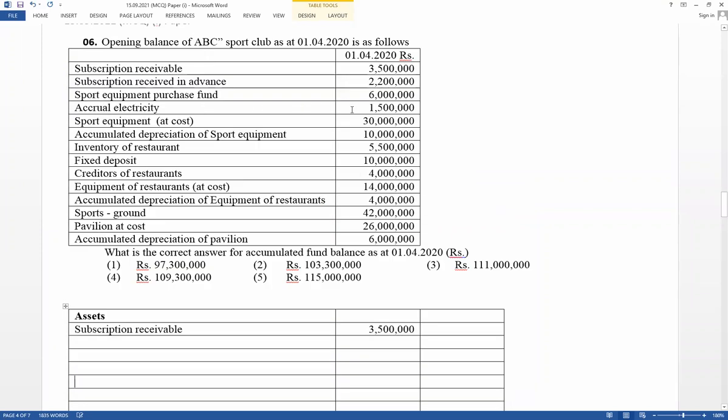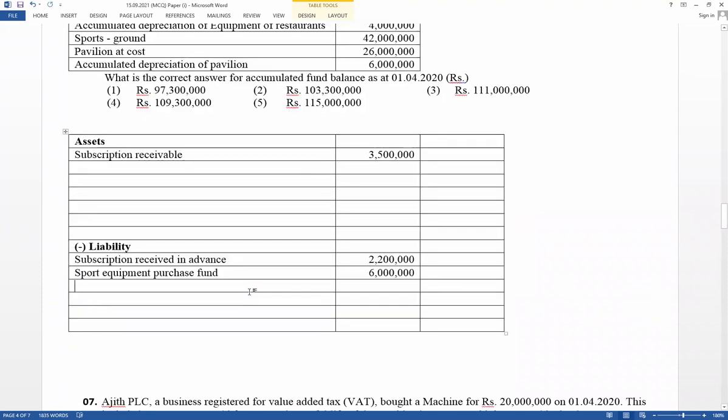Then accrued electricity is also a liability, 1500. Accrued electricity should be recorded on the liability side.